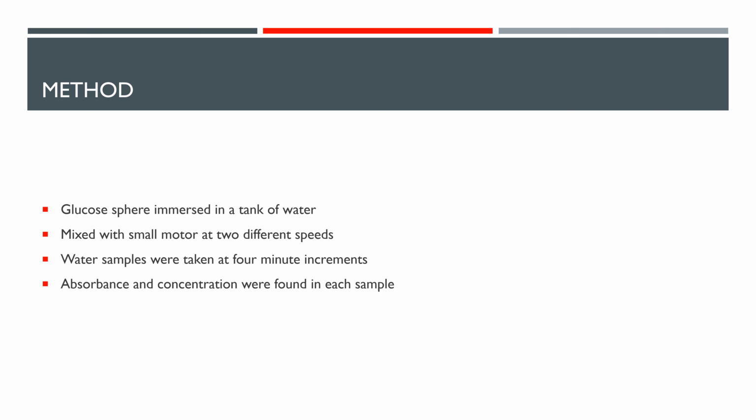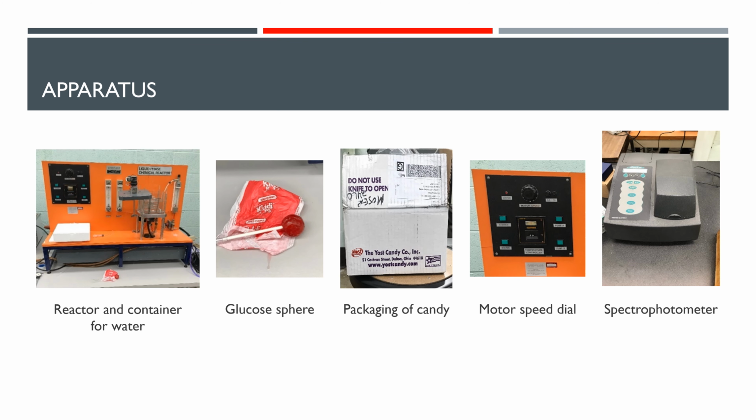Our group immersed the glucose sphere into the tank of water and mixed it with a small motor at two different mixing speeds, 60% and 100%. Water samples were taken at 4-minute increments so that the absorbance and concentration could be calculated and found from the spectrophotometer and Excel calculations.